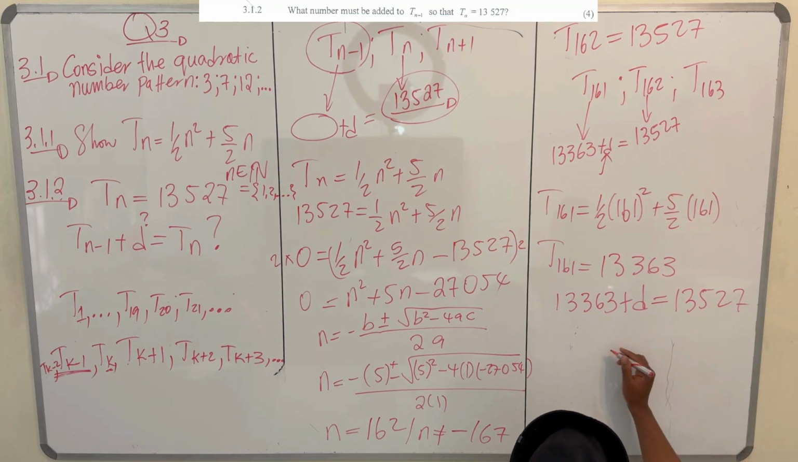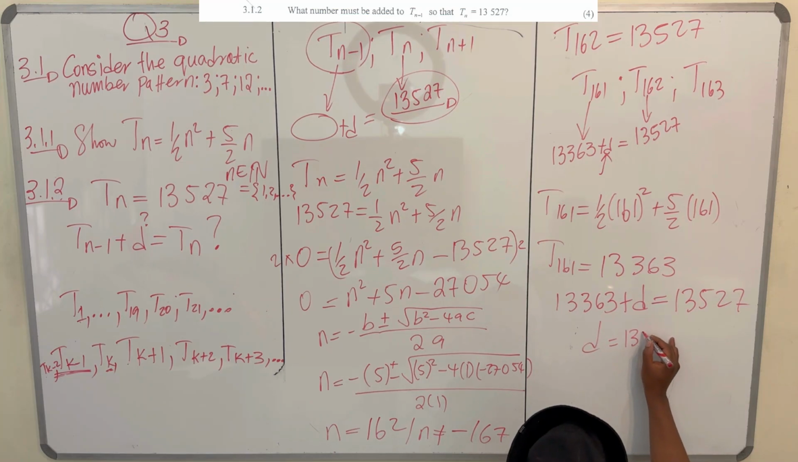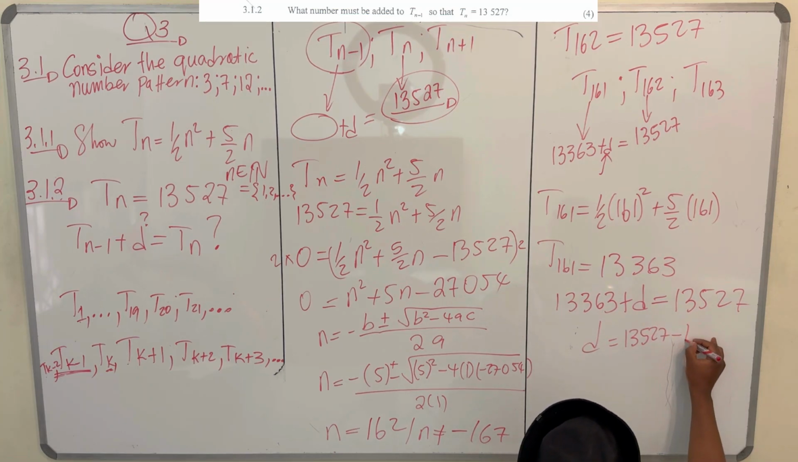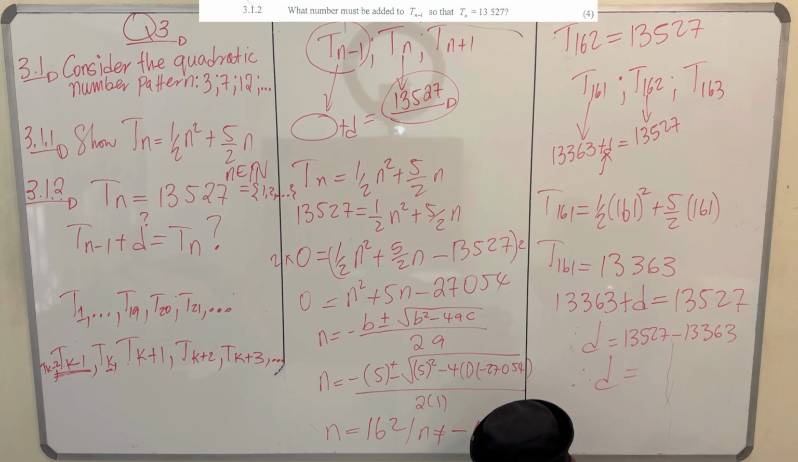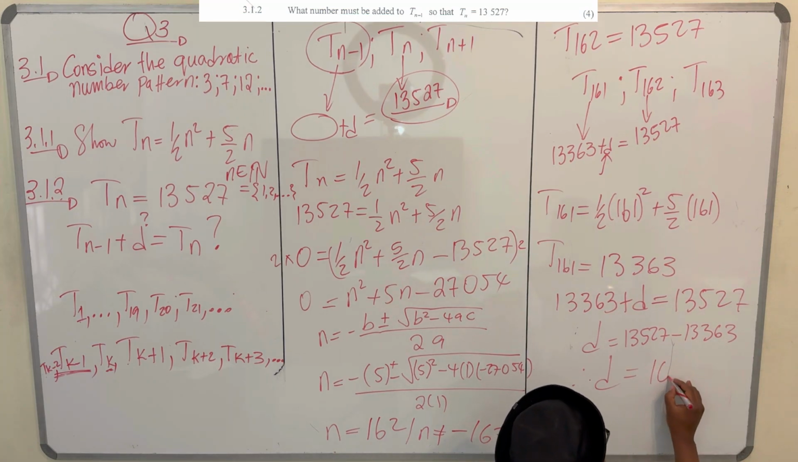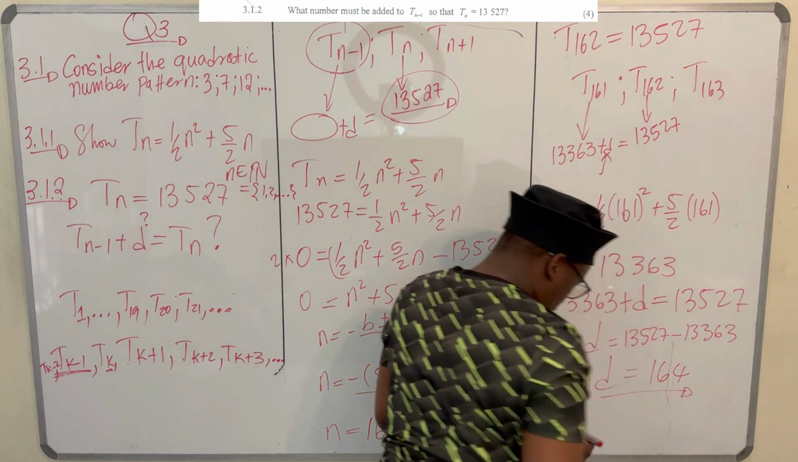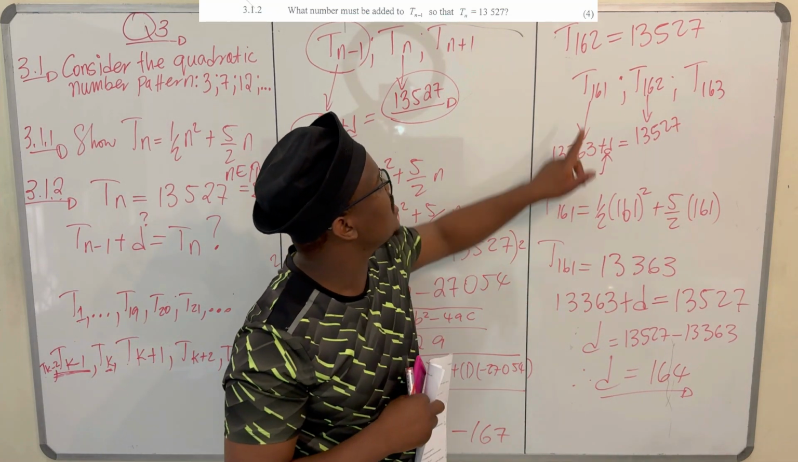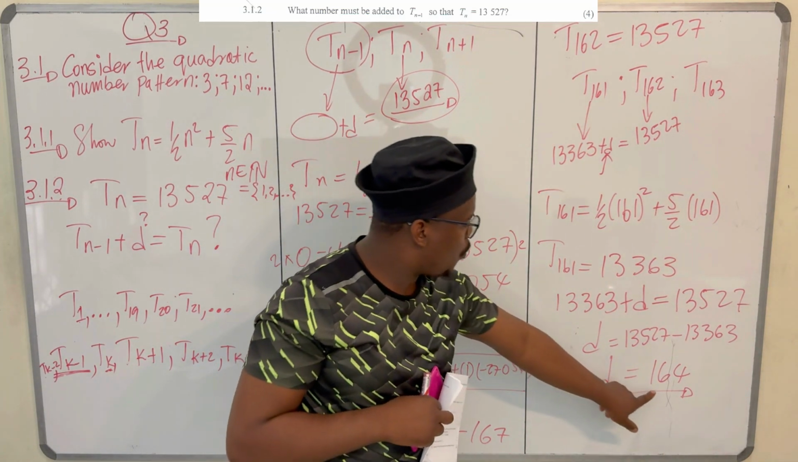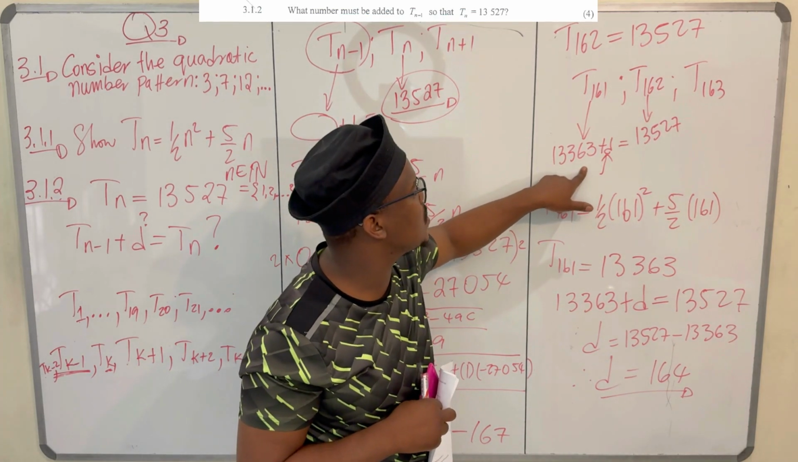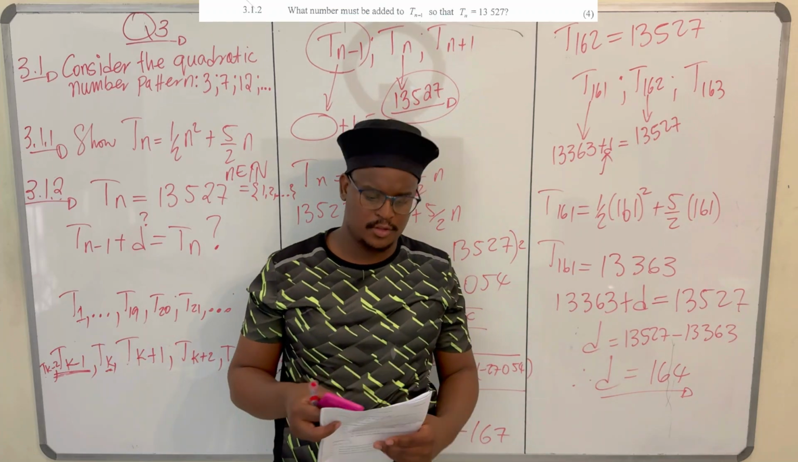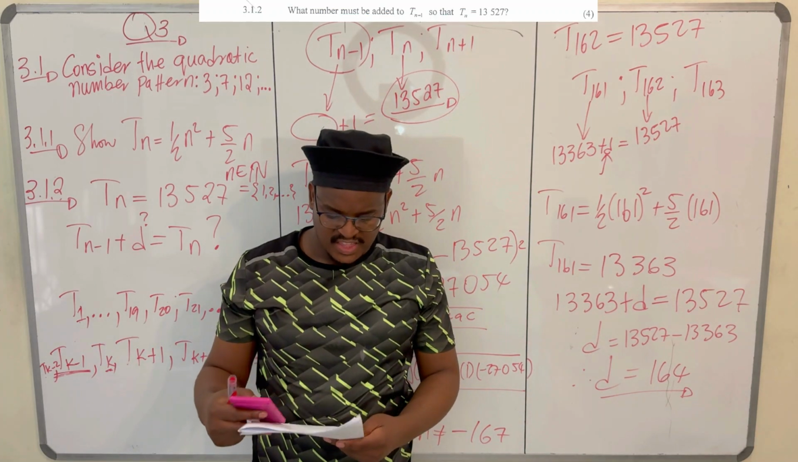So they're asking what is the difference between these two terms. You can solve for your d. So your d is equal to 13,527 minus 13,363. Therefore, your d is equal to the answer to this. So 13,527 minus 13,363 is 164. Which means a value of 164 must be added to T161 so that you get that. That's what this question is asking you.